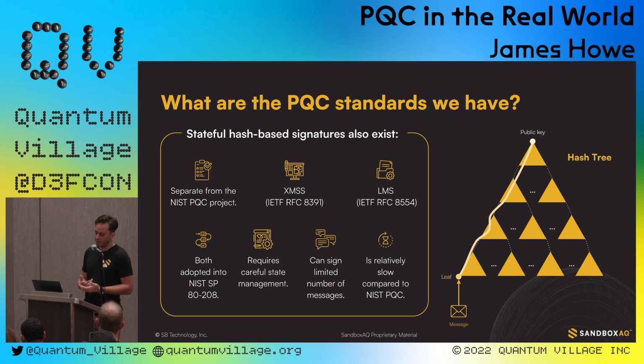But these are called stateful hash-based signatures. These are quite similar to SPHINCS+, but they have slightly more nuance involved in their implementation and design. So these are called XMSS and LMS. You can find these under IETF RFCs, and they've also been adopted into a NIST special publication. There's some nuances in these designs, so they require careful state management, and thus they can only sign a limited number of messages. And so you really have to be careful when you do the implementations of these.